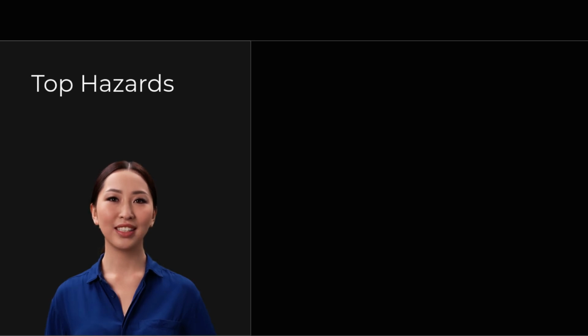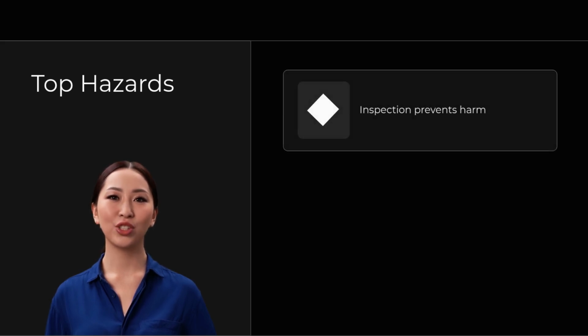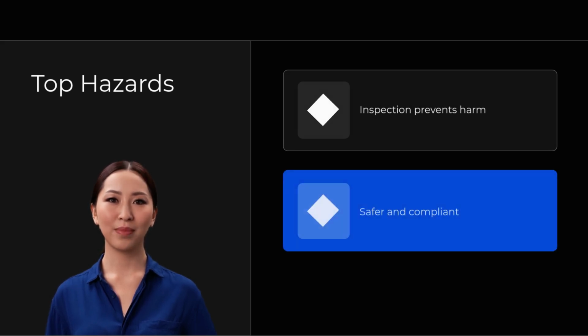The top hazards listed here are slippery floors, faulty equipment, electrical risks, poor ventilation, and improper chemical storage. Routine inspections help identify these issues before incidents occur. Finding them through structured inspections improves workplace safety, efficiency, and regulatory compliance.